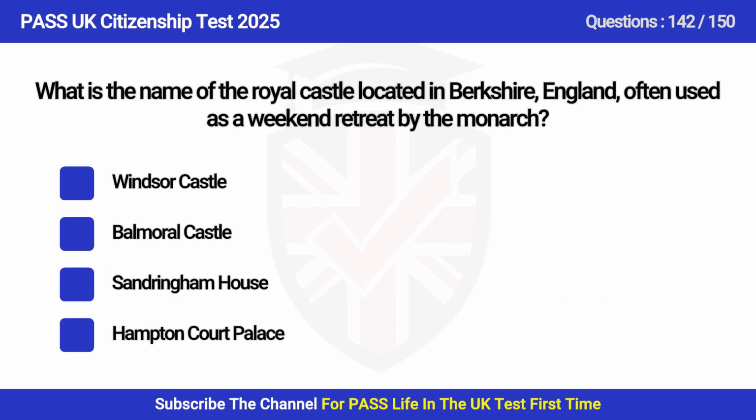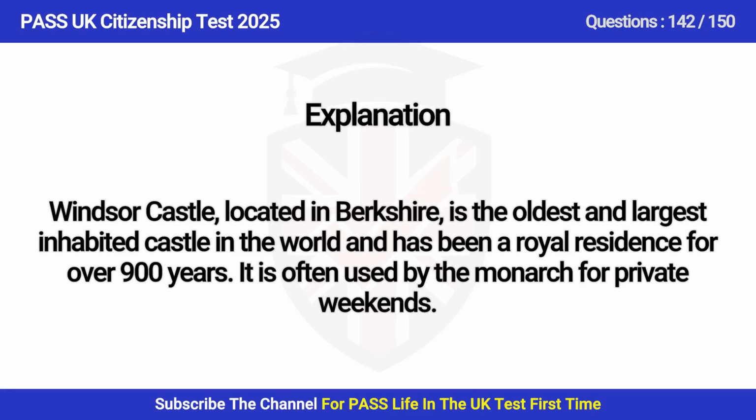Question 142. What is the name of the royal castle in Berkshire, England, often used as a weekend retreat by the monarch? A. Windsor Castle, B. Balmoral Castle, C. House, D. Hampton Court Palace. Answer is A. Windsor Castle. Windsor Castle in Berkshire is the oldest and largest inhabited castle in the world and has been a royal residence for over 900 years. It is often used by the monarch for private weekends.